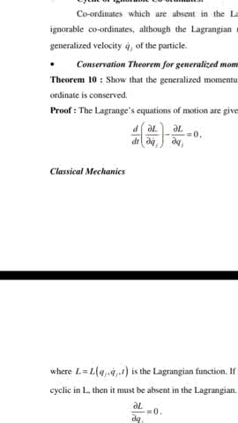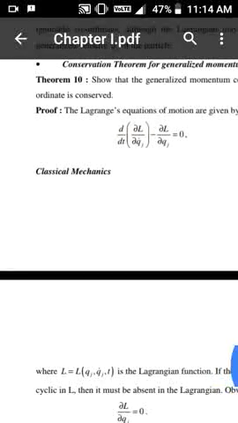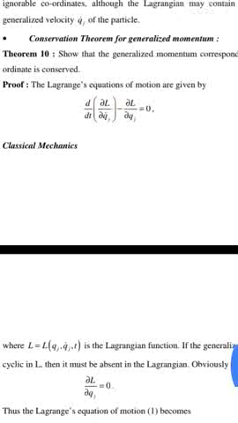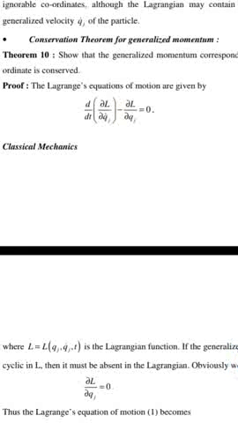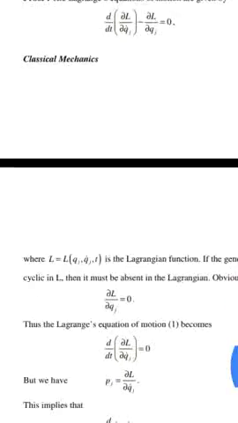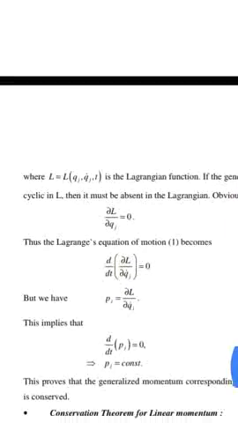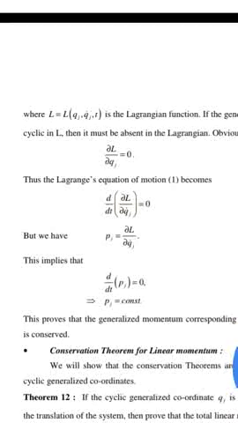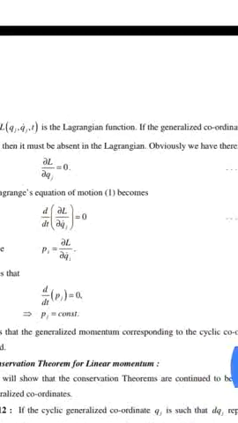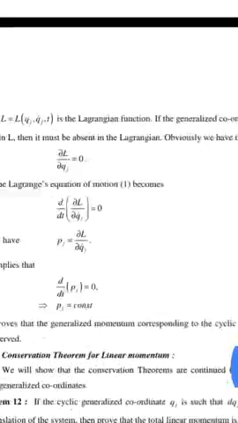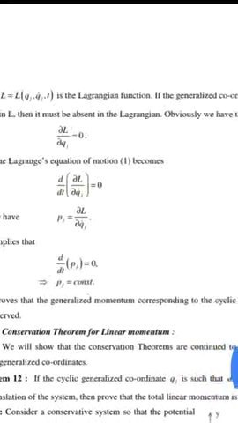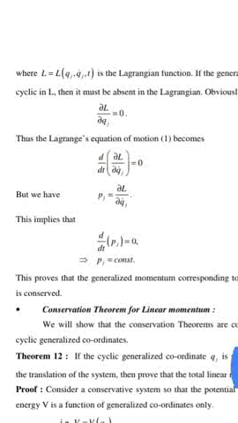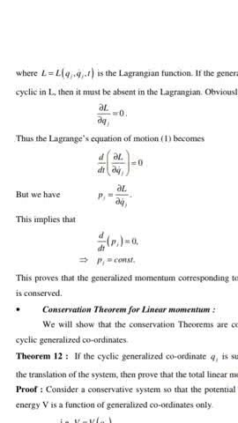The Lagrange's equations of motion are given by d/dt of (∂L/∂qj dot) minus ∂L/∂qj is equal to 0, where L is equal to L(qj, qj dot, t) is the generalized function, the Lagrangian function. If the generalized coordinate qj is cyclic in L, then it must be absent in the Lagrangian. Obviously, we therefore have ∂L/∂qj is equal to 0.